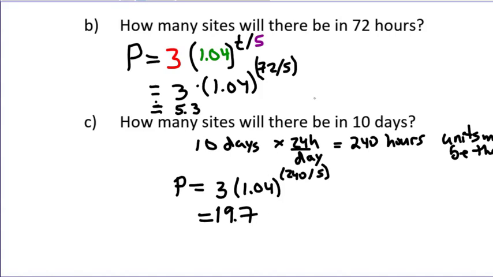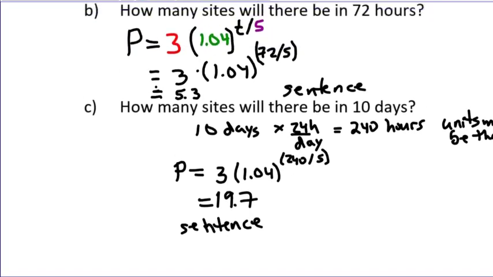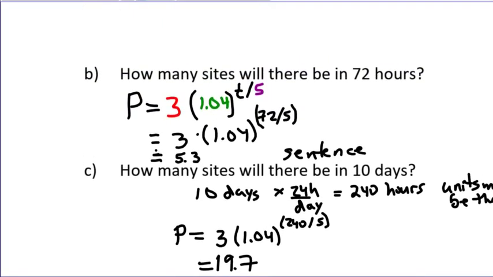sites. And because these are word problems, we should really have a sentence. I forgot to mention that. I'm not going to write the sentences here just for the sake of saving time. But you would say something like, therefore there would be 19.7 sites in 10 days. So those are the types of questions. The hardest part of these questions is coming up with the formula, but I'm hoping that you're seeing that it's not that difficult to come up with a formula if you can identify your three main components.